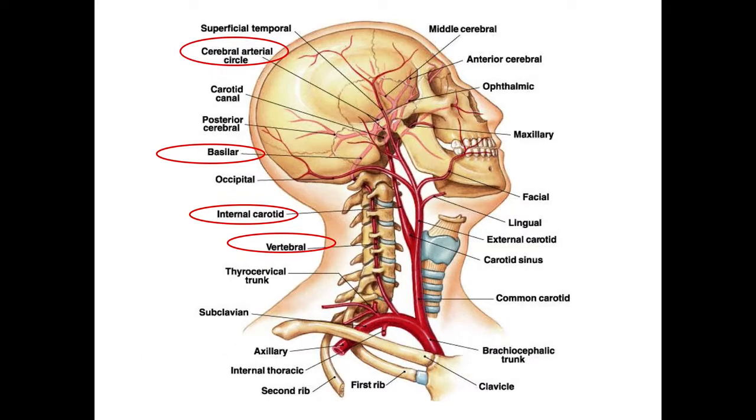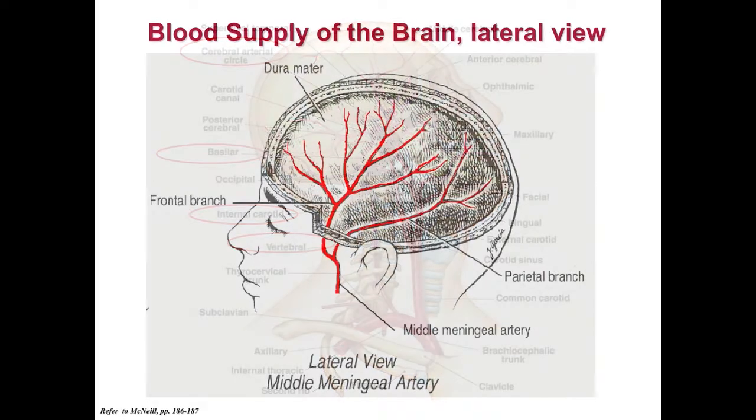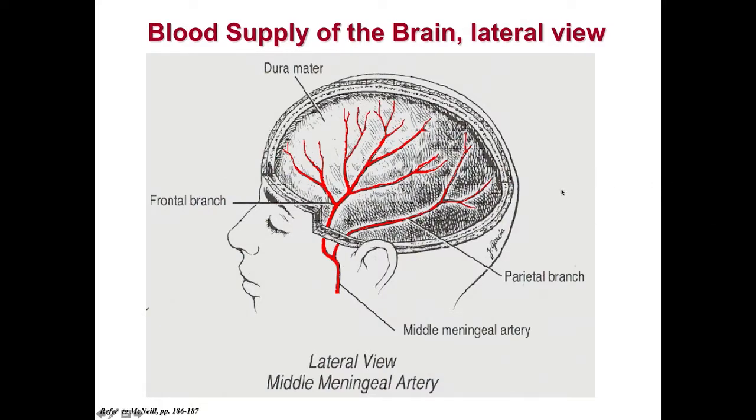So let's return back to our slide, which is slide number 16. And what we're looking at here is the lateral view of that middle meningeal artery. It wasn't depicted in that first picture, but that picture kind of showed the superficial temporal area. But what we're looking at basically is the dura mater being supplied by these different meningeal arteries here. So we have a frontal branch and a parietal branch that arises from there.